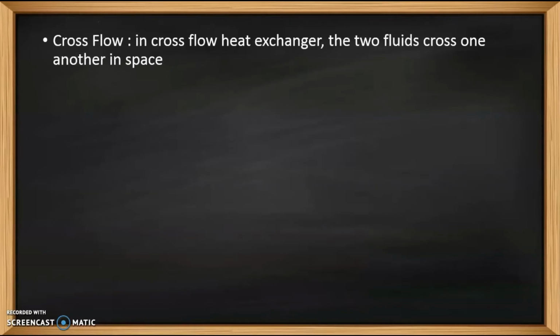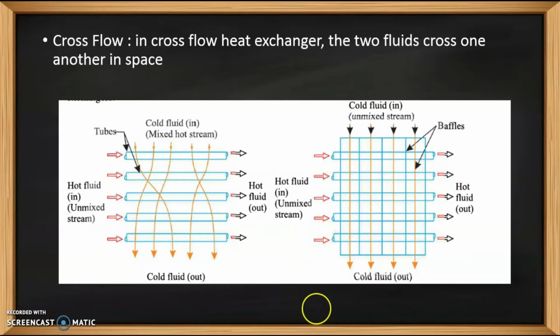And third, in a cross flow heat exchanger, the two fluids, hot and cold, cross one another in space. Let me discuss with the diagram. Here one fluid is moving from top to bottom and the other from left to right, so both cross each other at a right angle. In this figure, they cross but not at a right angle. As per the definition of cross flow, both fluids cross each other in space. So this is the cross flow.